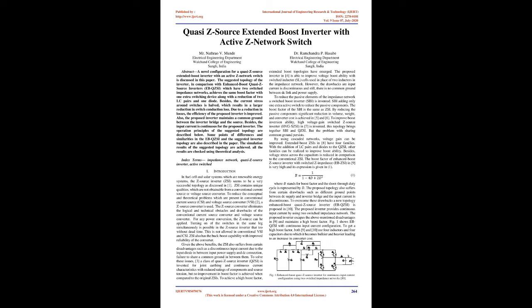Index terms: impedance network, Quasi-Z-Source inverter, active switched. Introduction: fuel cell and solar systems are renewable energy systems. The Z-Source inverter, ZSI, seems to be a very successful topology as discussed in [1]. ZSI contains unique qualities, which are not obtainable from a conventional current source or voltage source converter.